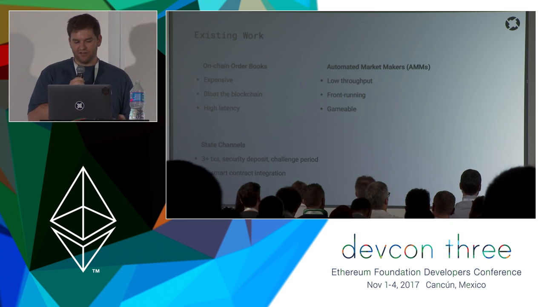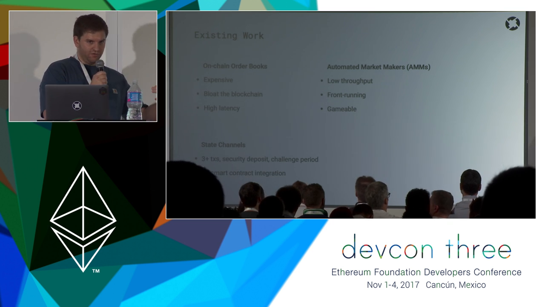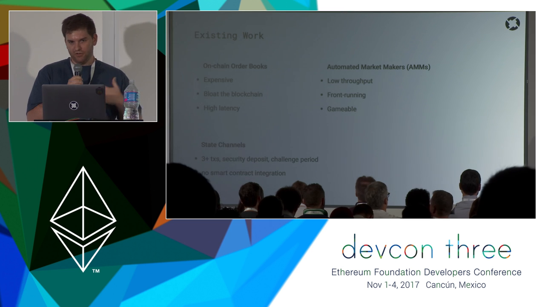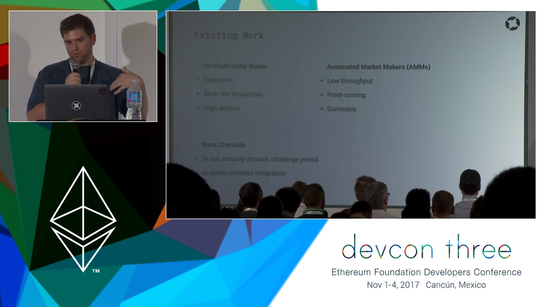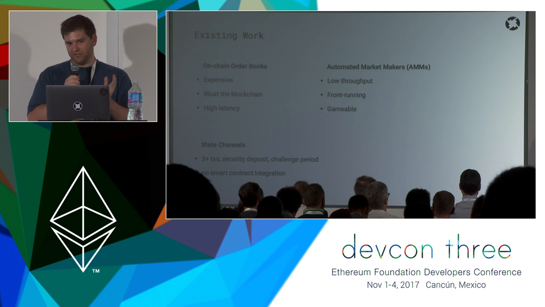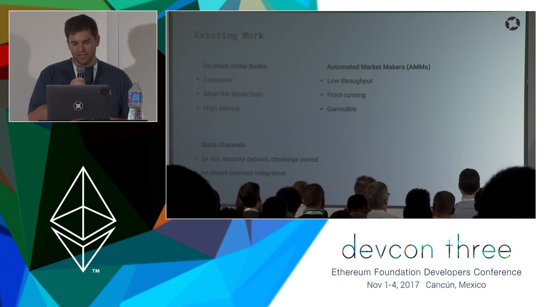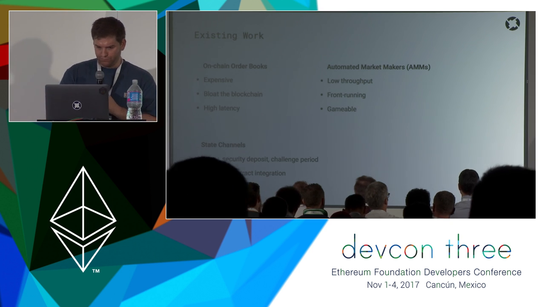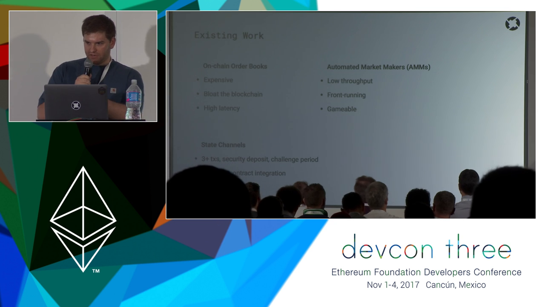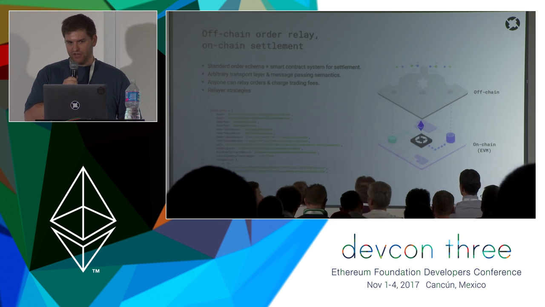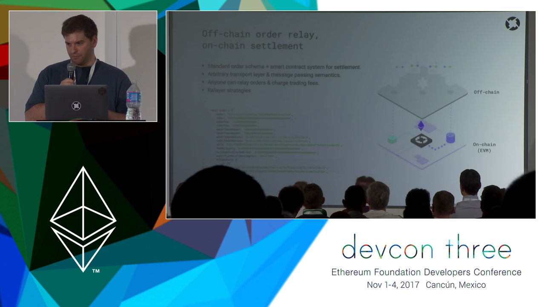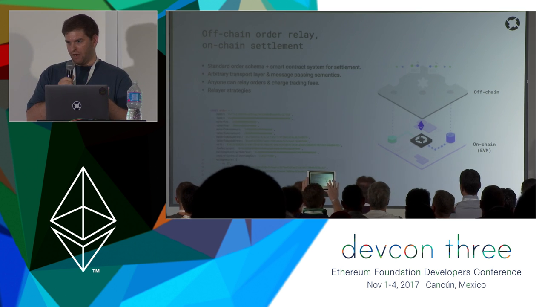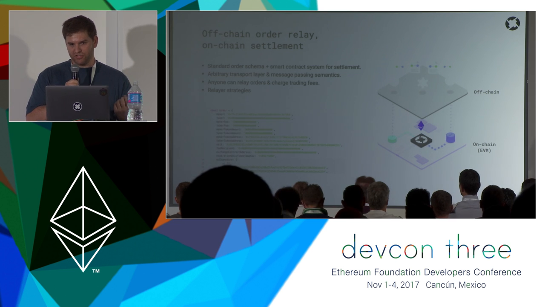Another downside to state channels is that when you move into a state channel off of the blockchain, you isolate yourself from all of the cool and interesting smart contracts that exist on the Ethereum blockchain. So Zach pioneered the off-chain order book with on-chain settlement approach. A little while after, we came up with a similar approach, but it's really a protocol instead of an on-chain order book.